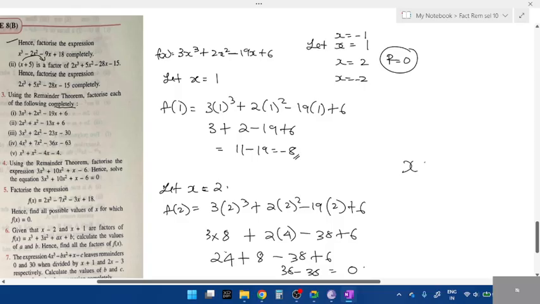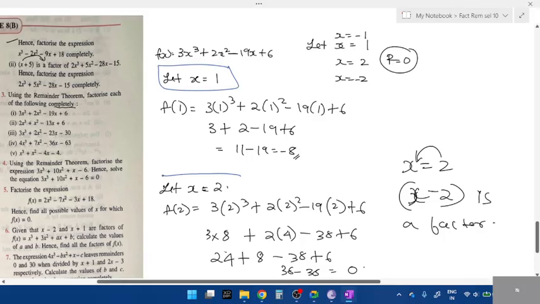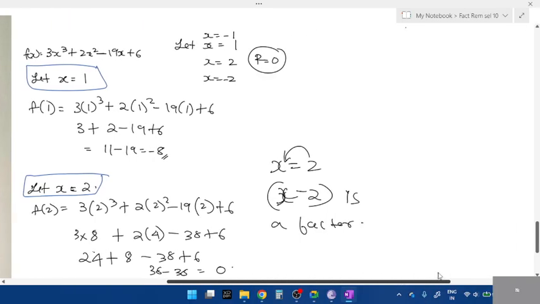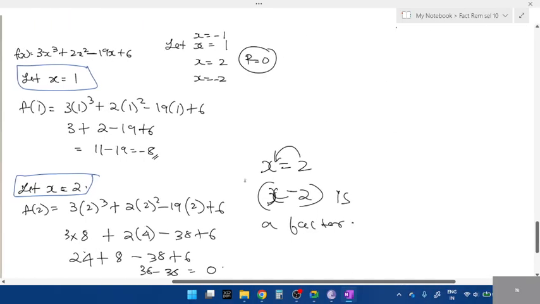Therefore, what is a factor? If x is equal to 2, shift this to the other side. x minus 2 is a factor. This is how you find the factor. See, within 2 steps we got it right. So what are the 2 things we assumed? x is equal to 1 and next x is equal to 2. Don't write it until I complete the entire explanation. Suppose you take x is equal to 3 and you got remainder 0. Then what will be the factor? Just shift it: x minus 3.